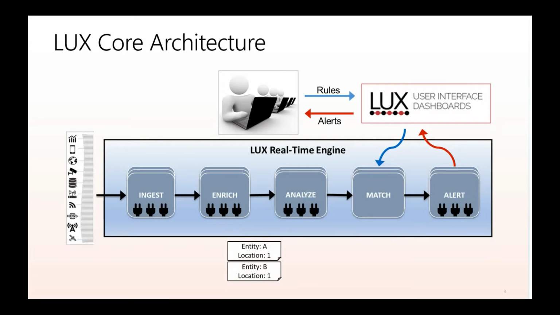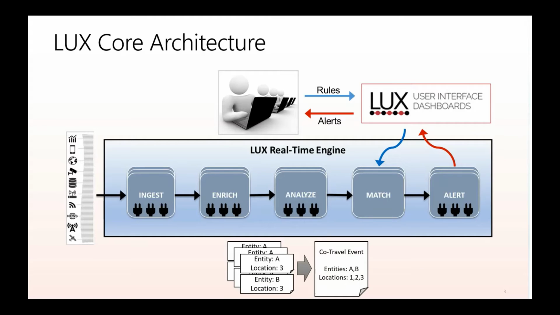So here's an example. We're going to look for entities that are co-traveling. So we have two entities, entity A and entity B, seen in location 1 together. And then if we continue to see them in the same locations over time, we'll produce an analytic event, in this case, a co-traveling event, which would include entities A and B and the 3 locations, and then we can write rules on top of that.